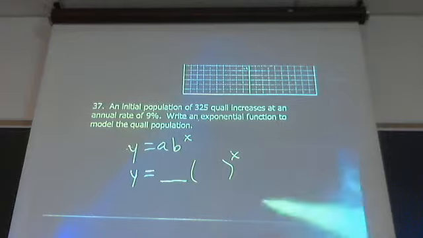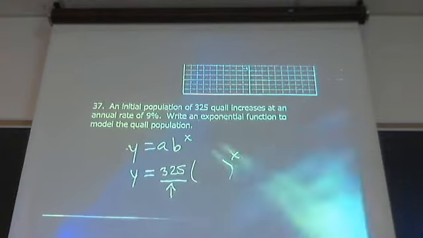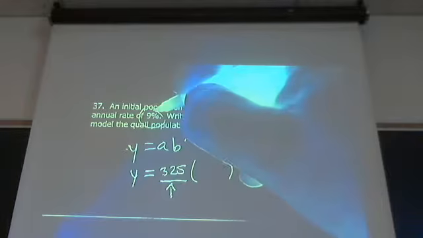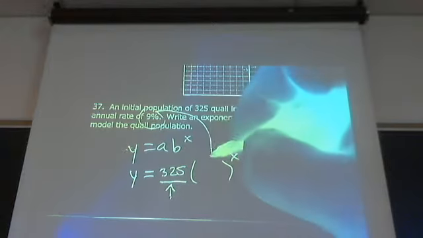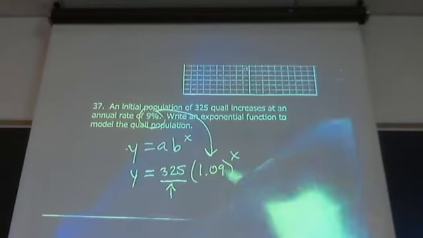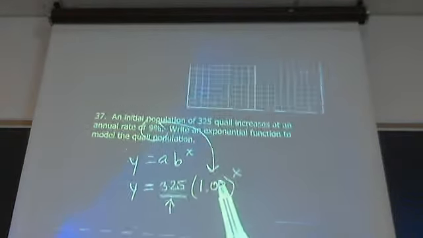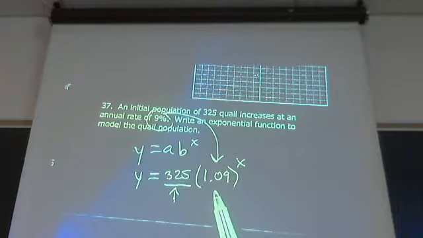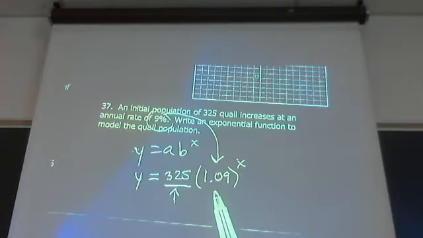What's going to go in here for the starting amount? 325. Now it does say that we are increasing at a rate of 9%. So what number goes in here? 1.09. For those of you who were thinking about putting 0.09 in, what does 0.09 mean as a growth factor? It's decaying. That's exponential decay. By what percent?